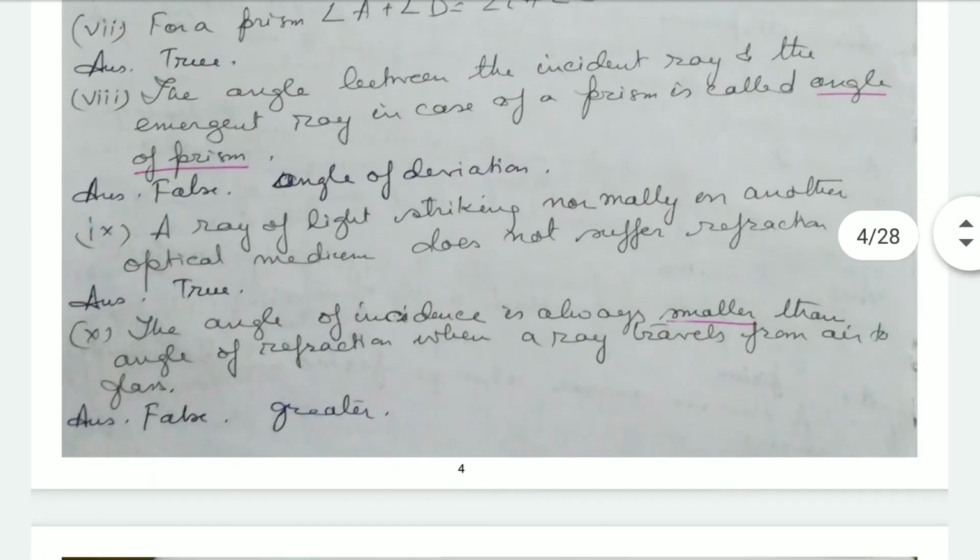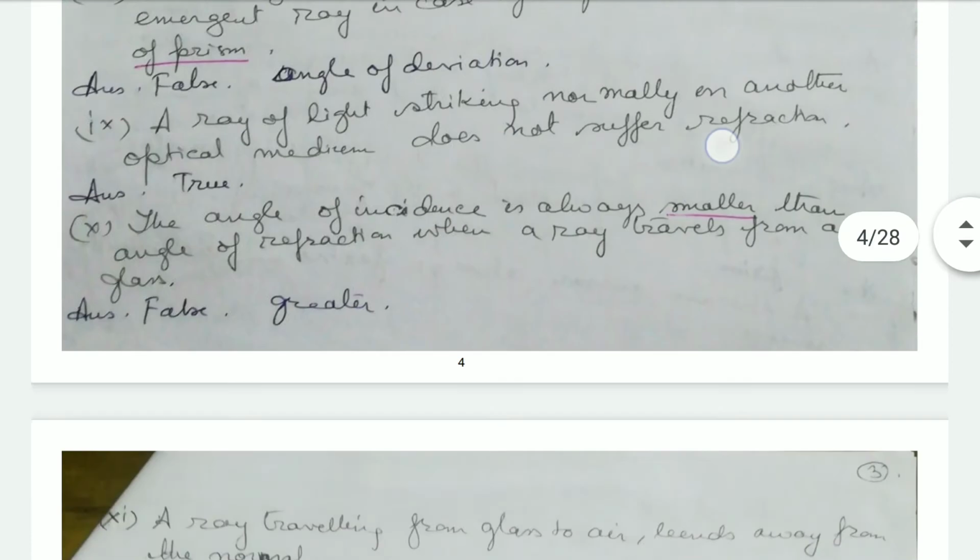Next, a ray of light striking normally on another optical medium does not suffer refraction. That's true. The angle of incidence is always smaller than the angle of refraction when a ray travels from air to glass. No, it's false. It is always greater.